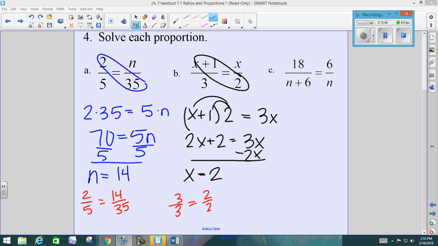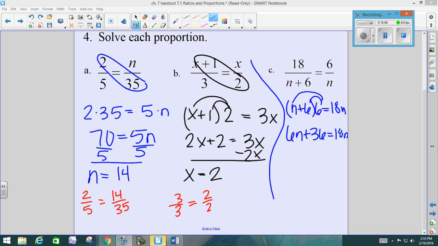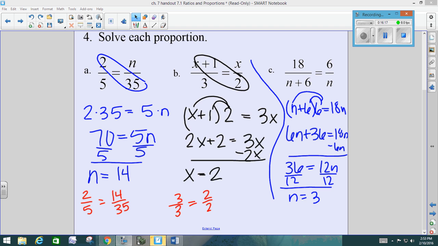Nick, which terms should I multiply together? And which one? Okay, equals. Awesome. Distribute your 6 through. 6n plus 36 equals 18n. Subtract 6n to the right. 36 equals 12n. Zach, divide by 12, and what do we get for n? 3. Did you check it? Does it work? Yes. Good, and it works? Good. Awesome. All right. Questions on those proportions?